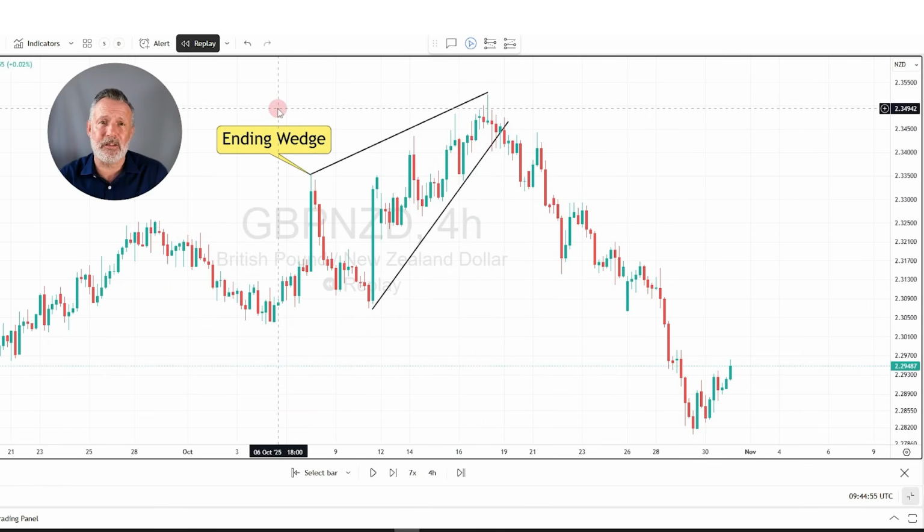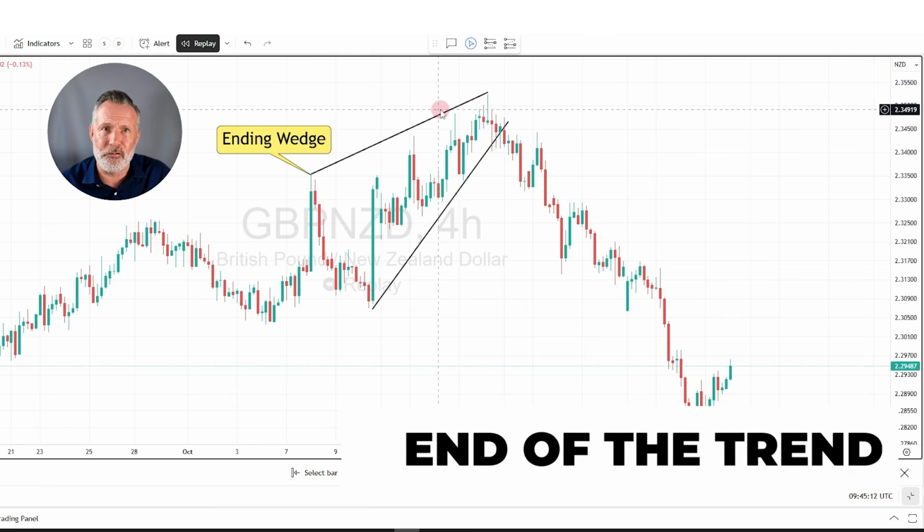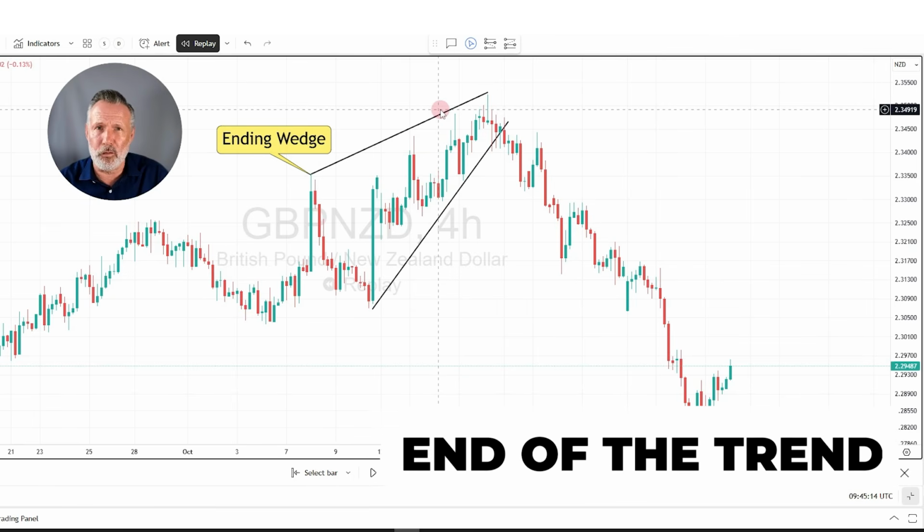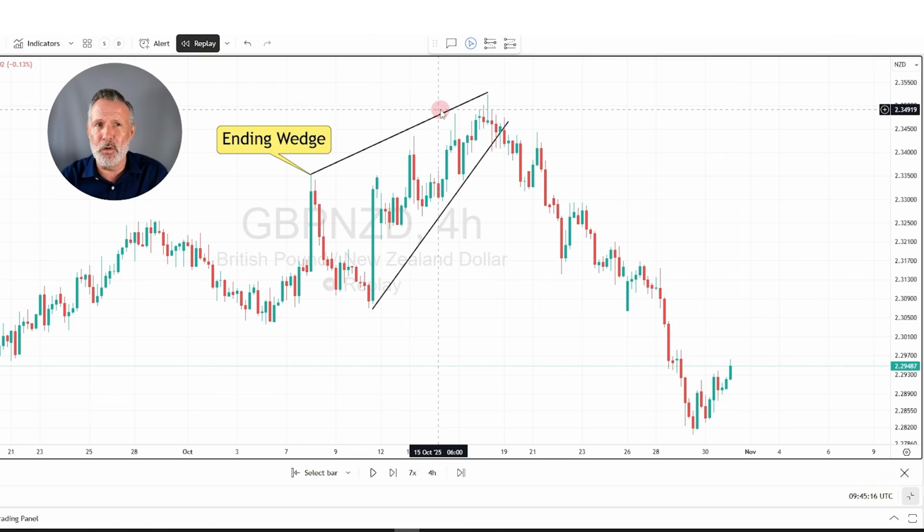What are the key aspects of the ending wedge? The ending wedge formation is a highly reliable pattern to spot a change of trend. It usually works out identifying a trend reversal between 65 and 70% of the time. It is often seen at the end of a trend. It signals exhaustion, imbalance, and a move into a new phase of market behavior.